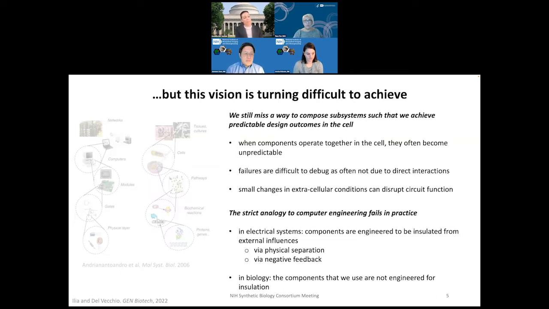In electrical systems, components are engineered to be insulated from external influences through two main means. One is via physical separation, right? The current is flowing in a wire and it's isolated from everything else. And via negative feedback, at higher level, functions are insulated from external disturbances through feedback design, and we'll get more into it later. In biology, the components that we use are just not engineered for insulation. That's not the way biology built them, but oftentimes we use them thinking that they are insulated.